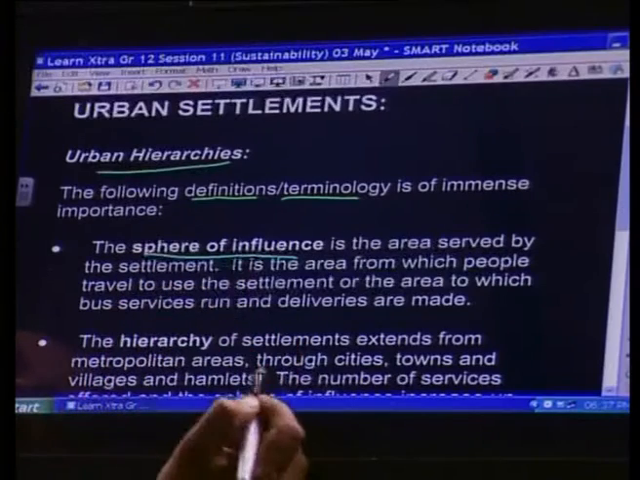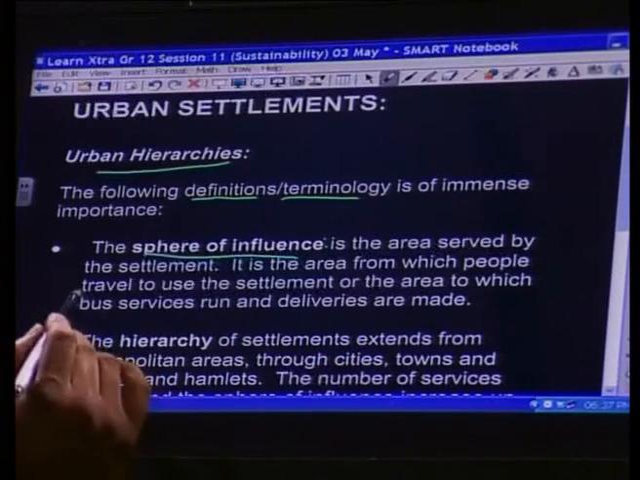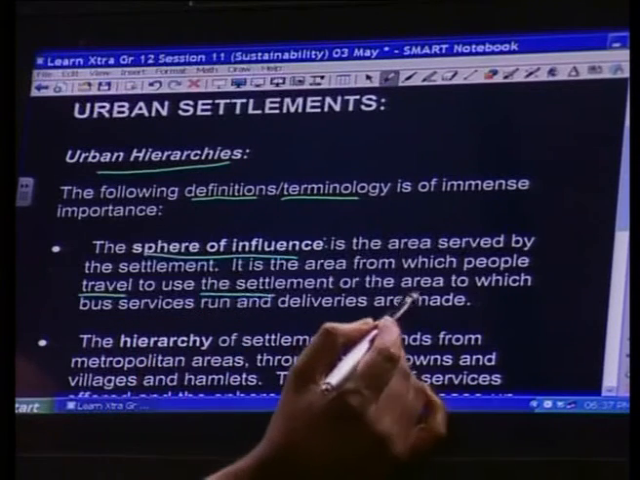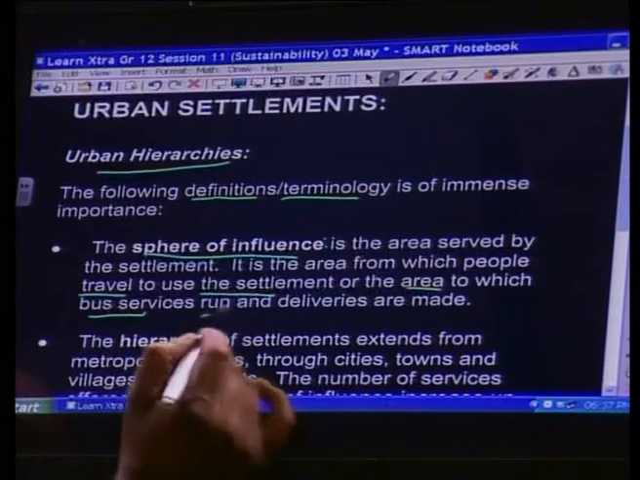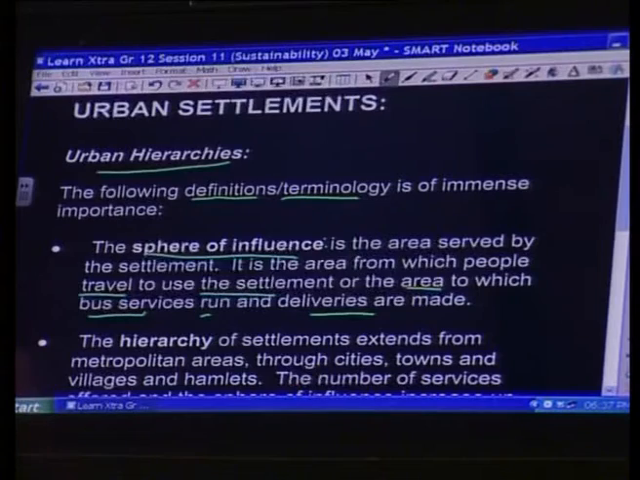A sphere of influence. Simply, this is the area served by the settlement. It is an area from which people travel to use the settlement, or area to which bus services run and deliveries are made. The sphere of influence surrounds a central place. It is the total population found around and including a central place. This is the sphere of influence. How far does the influence of an ordered service extend from the central place in terms of its population?